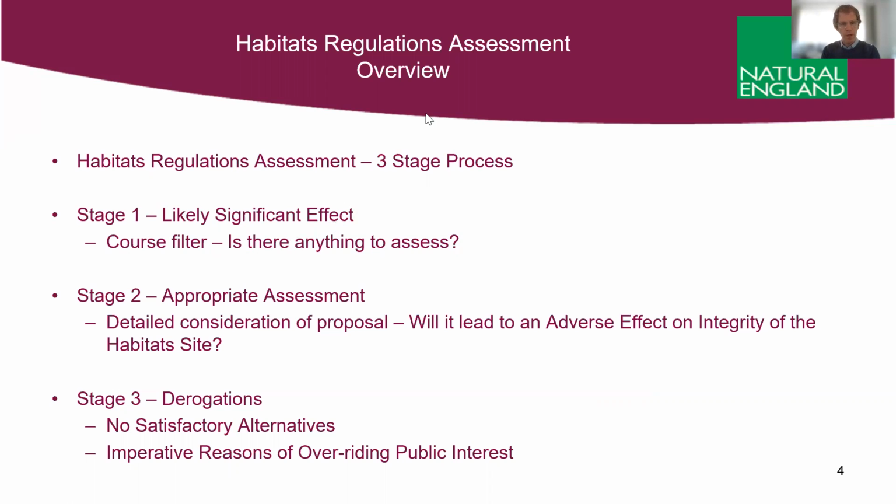So just to quickly summarize those steps, the first stage is the likely significant effect test, which is just a coarse filter really to identify, is there anything that we need to assess for this particular plan or project? And then the second stage is the appropriate assessment process, which is a detailed consideration of the proposal to ascertain whether or not it's likely to lead to an adverse effect on the integrity of the habitats site or European site. And then the third stage, if adverse effect cannot be ruled out, would be to apply the derogations.